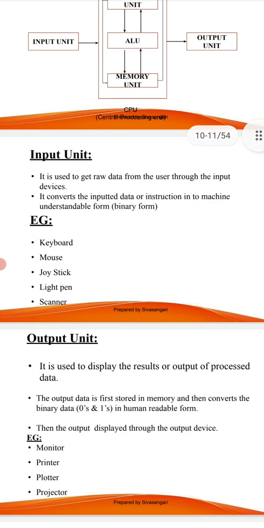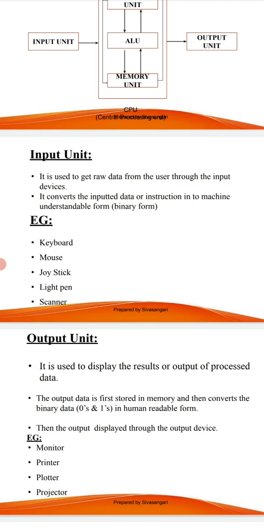First, we will see about input unit. It is used to get raw data from the user through the input devices such as keyboard, mouse, light pen, joystick, and then scanner. It converts the inputted data or instruction into machine understandable form, that is binary form 0 and 1.